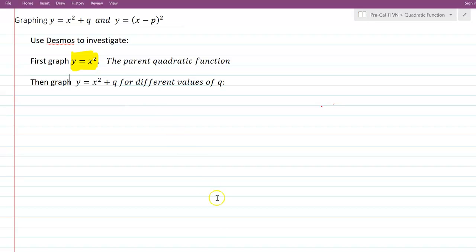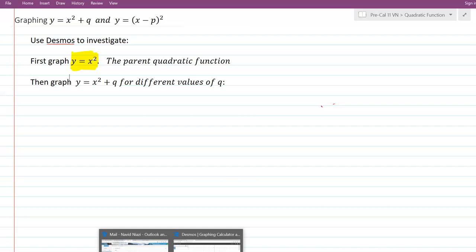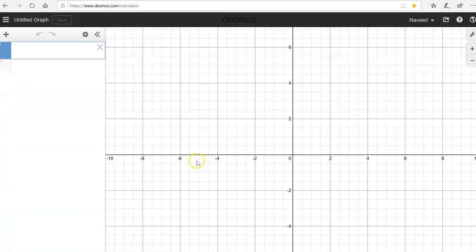So we're going to use Desmos. We're going to go to Desmos again. So here's Desmos. I open up Desmos again, and the very first thing you would do is open up a new page, a new graph, and simply punch in x squared. Actually, let me bring this down a little bit so that you can see what is happening.